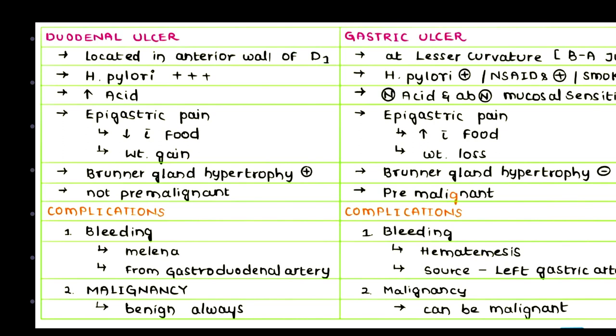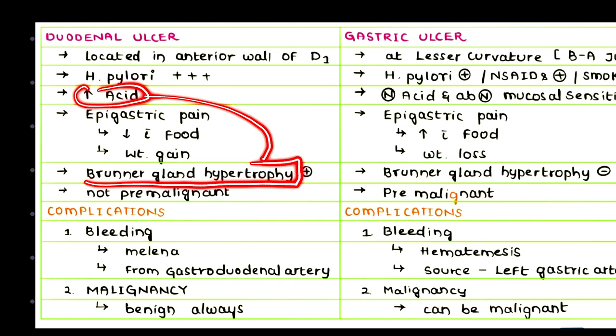Now, another thing that we need to mention here, in clinical manifestation, on looking at the biopsy of the patient, what will be found is Brunner's gland hypertrophy. Why the Brunner glands? Because Brunner's glands are found in the duodenum, and they secrete alkaline secretion. There will be hypertrophy of Brunner's glands because they need to work so hard to neutralize this excess acid.